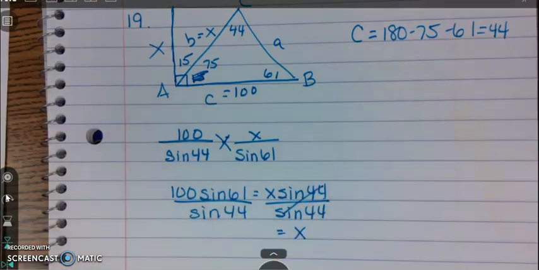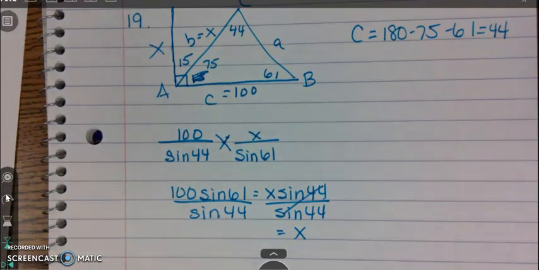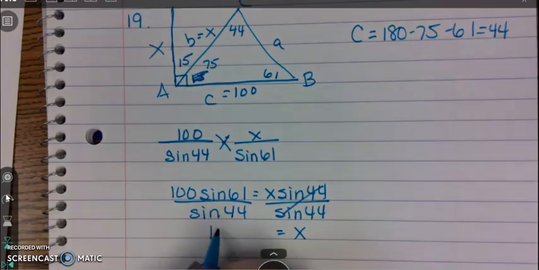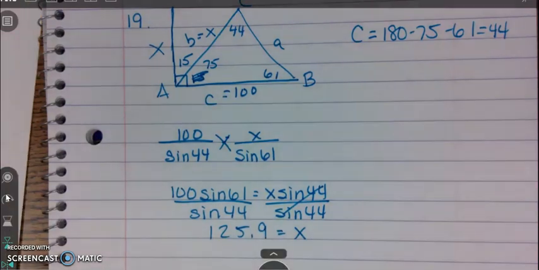And type this in. So clear, 100 sine of 61, enter, divided by sine of 44. And I got 125.9. Okay, I hope this has helped you in this portion of your review for the final.